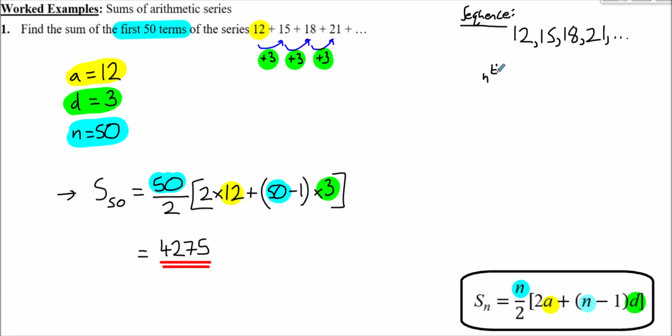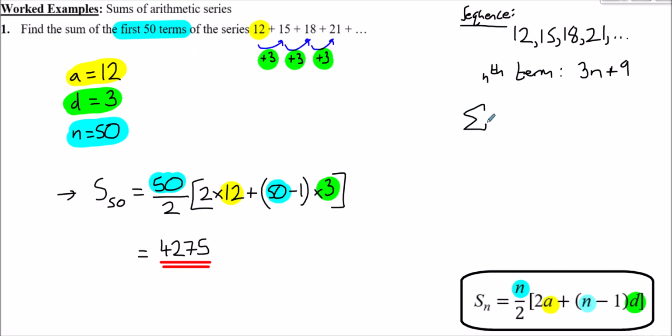Then quite clearly the nth term of this is going up in threes, so it'll be 3n, but the first term, the 12, is 9 higher than 3, so it's going to be 3n plus 9. So what we can do here is we can use a calculator function. So we want the sum of the first 50 terms.